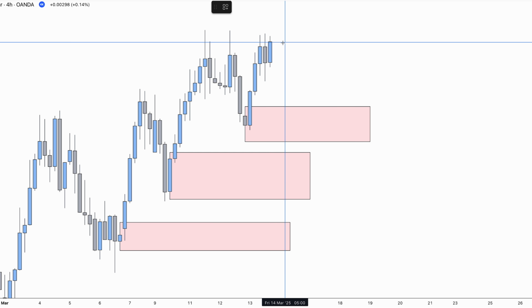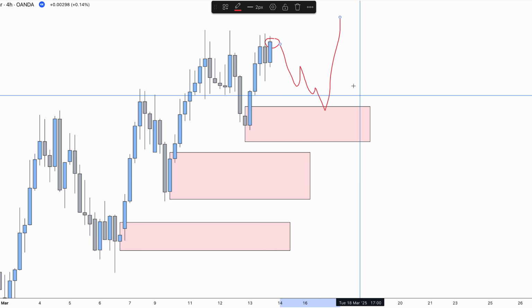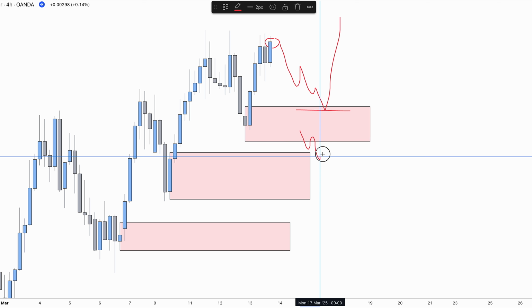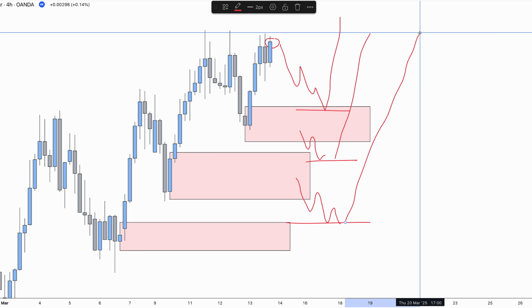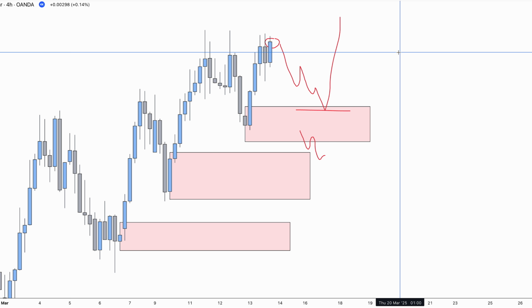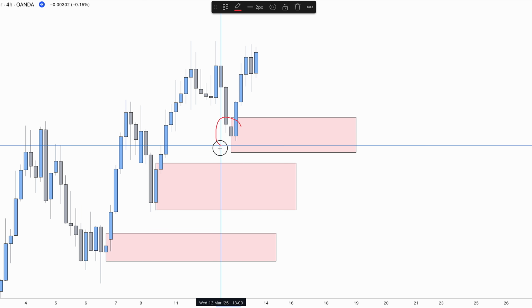Right, so if you were looking to buy this market from where we are now, which zone would you select? Would you use zone number 1? Would you use zone number 2? Or would you wait for a fill of zone number 3 for making your buys? Well, let's go through this from top down. First of all, zone number 1.